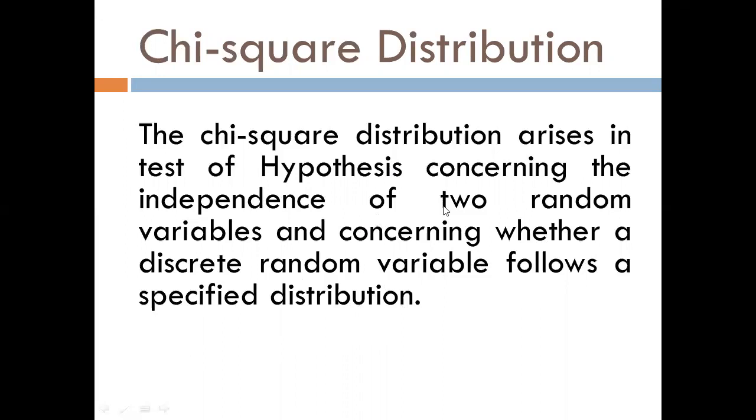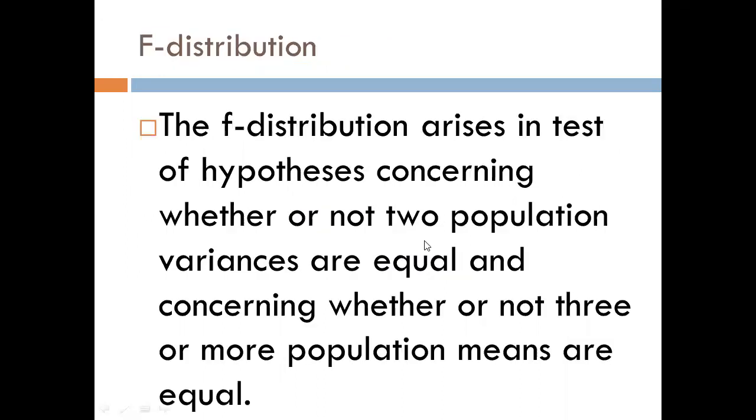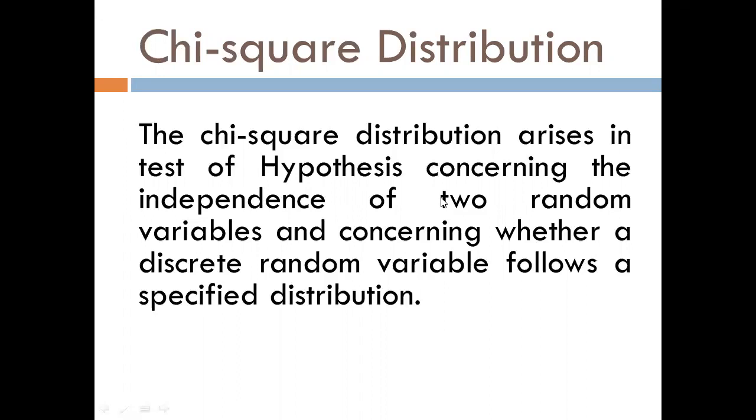The most important thing is that it is used to check the independence of two random variables and whether a discrete random variable follows a specified distribution or not. So you must keep in mind it is used to check the independence of two random variables and whether a random variable follows a specified distribution or not.